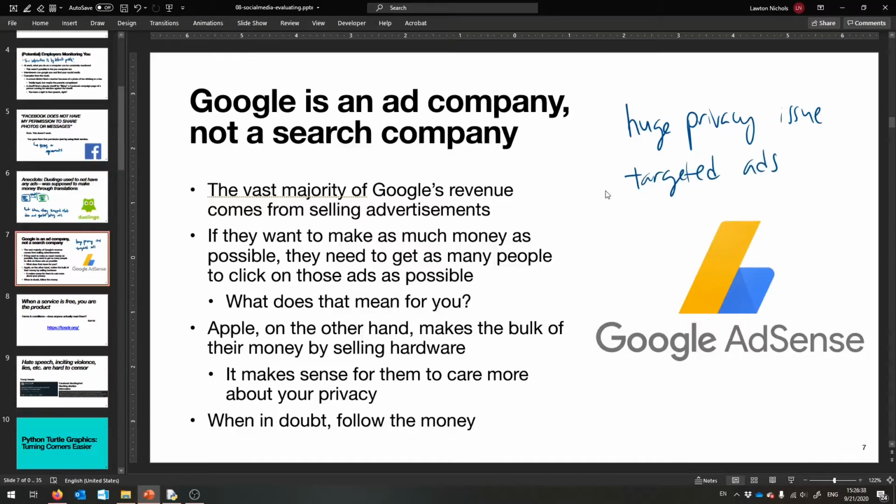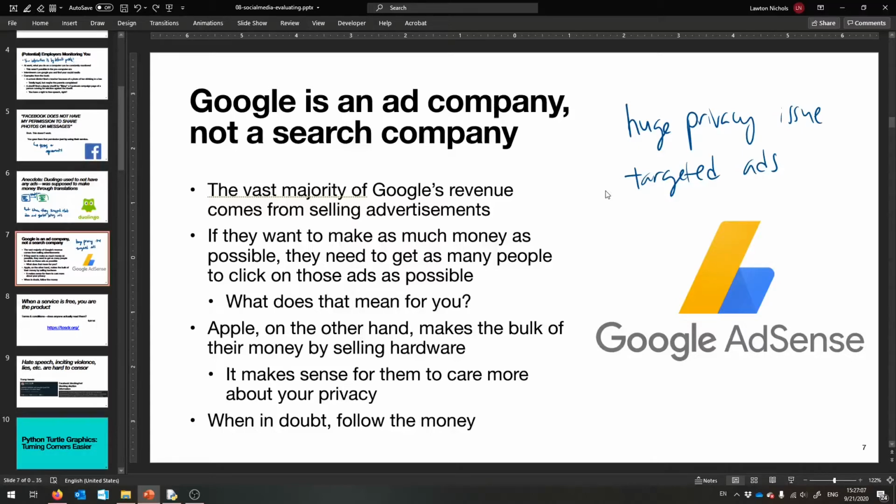And just if this word is fuzzy in your mind, a targeted ad is when they know a little bit about you. They know that you just searched for, I don't know, what's the best kitten food, and you looked up some results. And so now when you go on Google the next time and you search for something different, or maybe you go on a website that has Google ads displayed, you'll start seeing advertisements for kitten food. So that's what a targeted ad means.